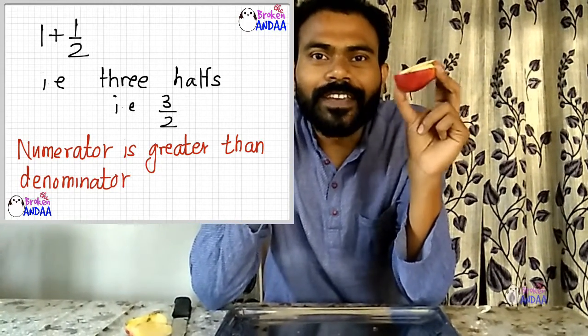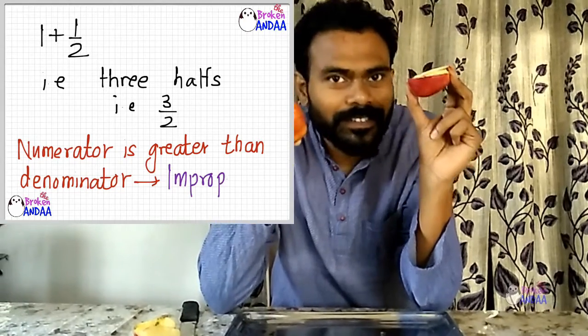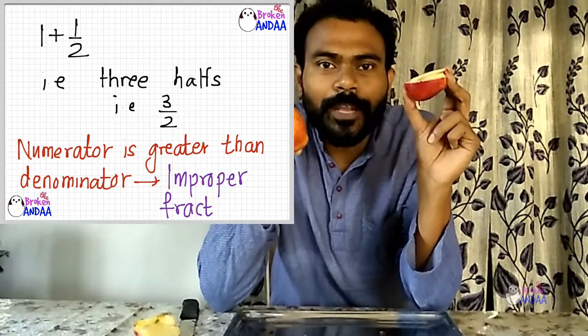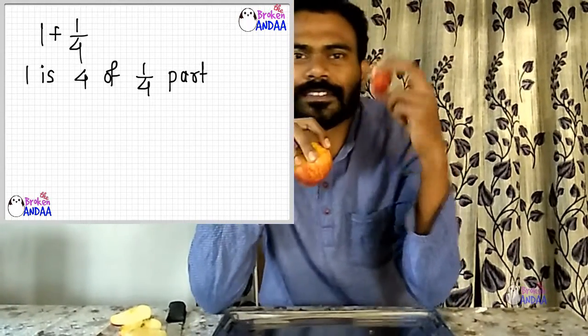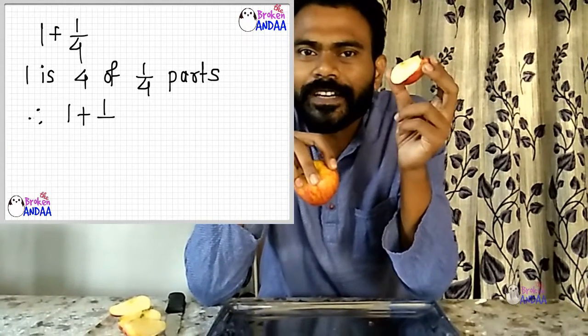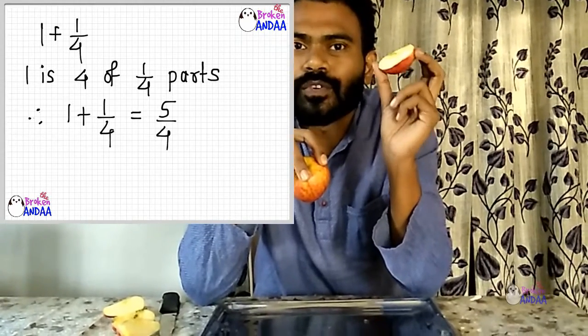Right? So whenever we have such kind of fractions in which the numerator is greater than the denominator, they are called improper fractions. Okay? So, can you answer this? How much is this? This is 1/4 and this is 1 complete. Right? So it will be 1 plus 1 by 4. And how can we write it? We can write it as 5 by 4.